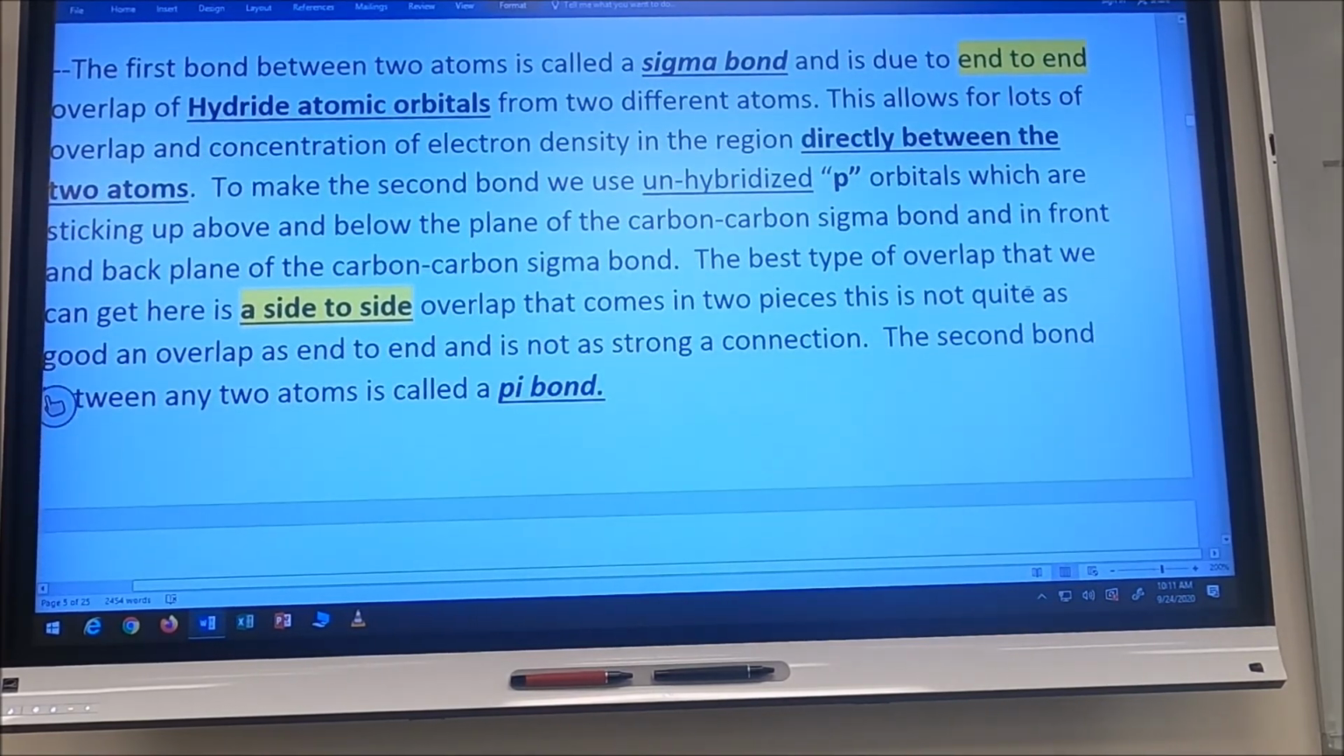So, I've written it out in the notes. First bond between two atoms is the sigma bond, and it's due to end-to-end overlap of hybrid atomic orbitals, or a hybrid atomic orbital with a regular orbital in an external atom, okay? This allows for lots of overlap and connection between the two atoms.